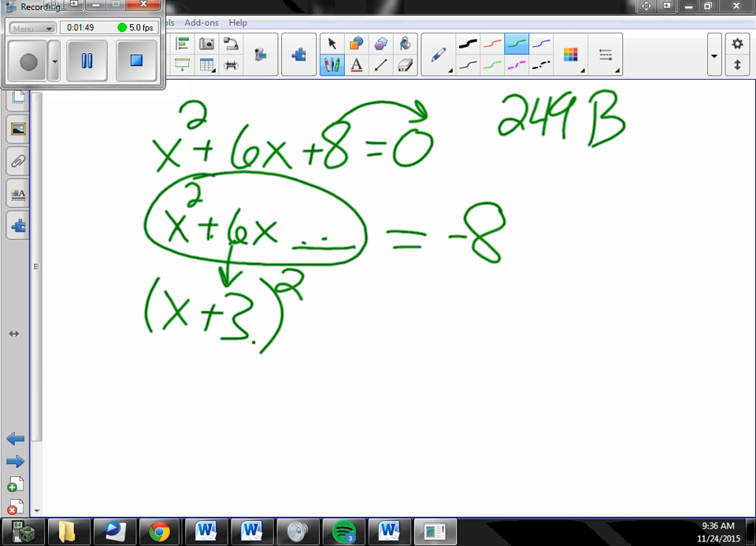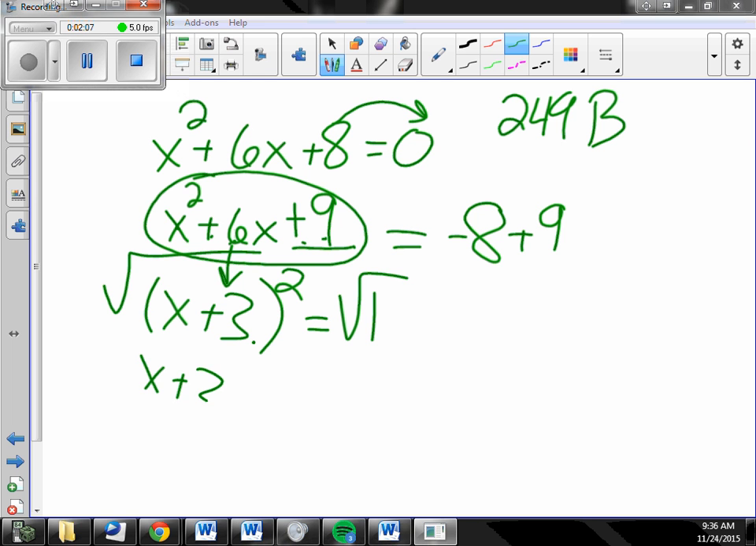Well, x plus 3 times x plus 3 is actually x squared plus 6x plus what? Plus 9. And if I randomly add 9 pounds to the left side of a balance, I also have to add 9 pounds to the other side. And now that equals 1. And then we would square root, and we get x plus 3 equals plus or minus 1, and subtract 3. Negative 3 plus 1 would be negative 2, and negative 3 minus 1 is negative 4. Okay, so that's a review of your sophomore year.